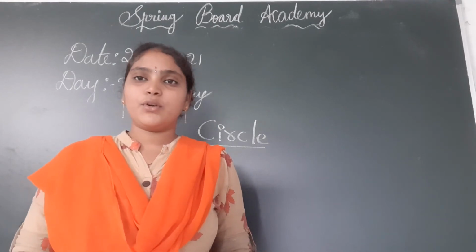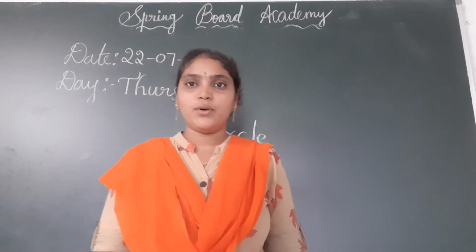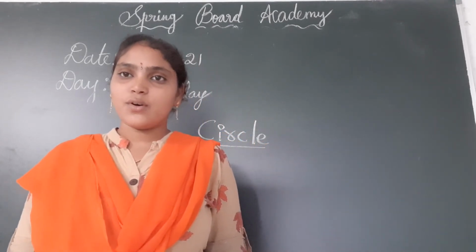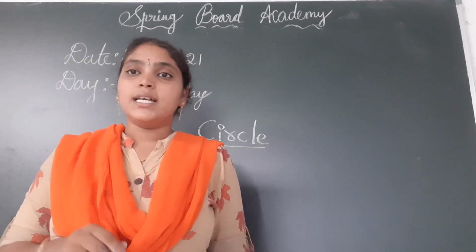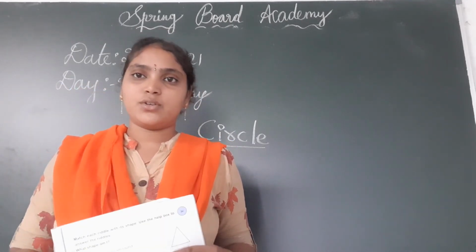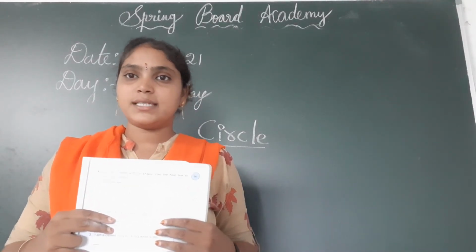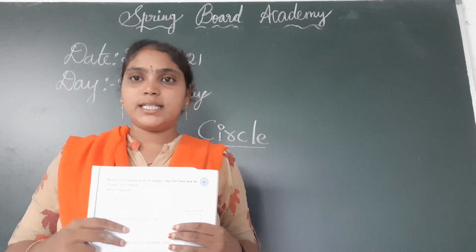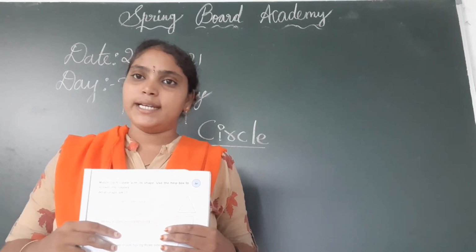This is about today's class. In today's class we discussed solid shapes. What are solid shapes? Solid shapes are objects that occupy some space. The objects that occupy some space are called solid shapes. For example, a ball is an example of a solid shape.